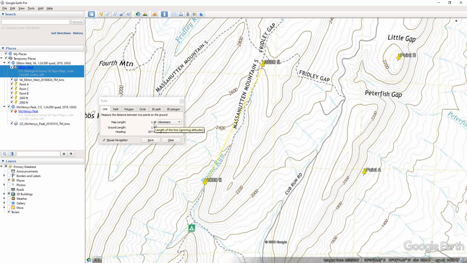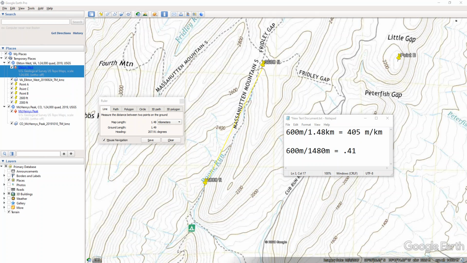So your slope calculation is going to be 600 meters divided by 1.48 kilometers. So that gives you 405 meters per kilometer. If you express the kilometers as meters, and since there's 1,000 meters in a kilometer, you can just write that as 1,480. 600 meters divided by 1,480 meters is just 0.41. 0.41 meters per meter. But we don't say the meters per meter because the meters cancel out.